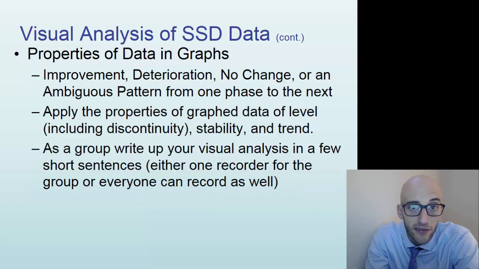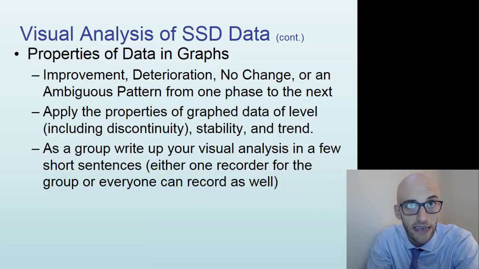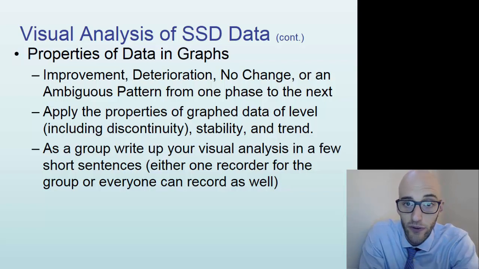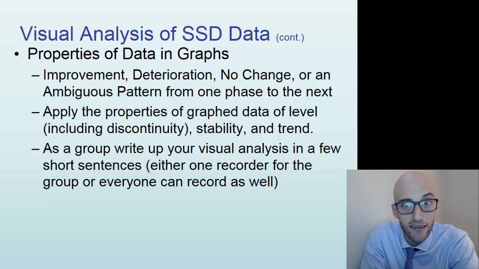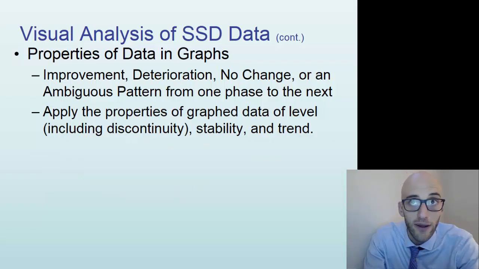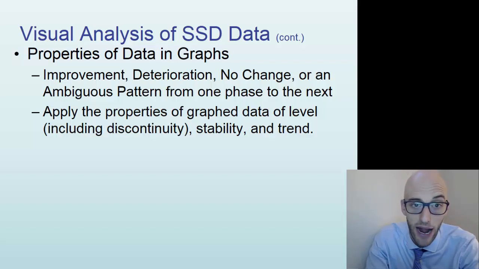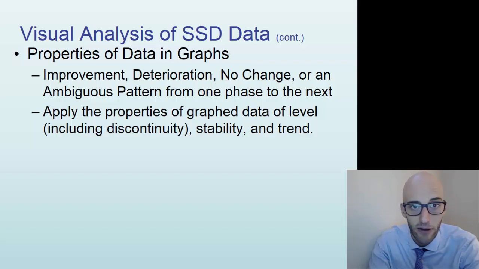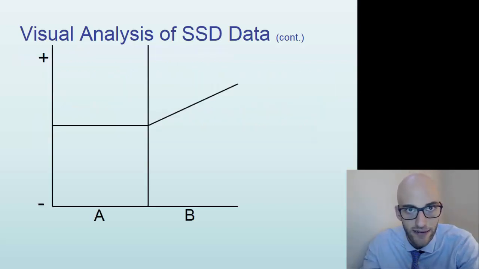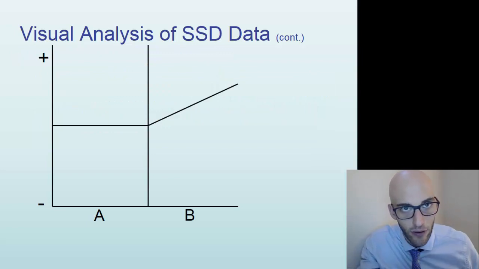And a fourth property is whether there's improvement, deterioration, no change, or ambiguous pattern from one phase to the next. And I'm hoping to look at some examples here where we can apply these properties to real graph data and discuss discontinuity, stability, and even trends that we may notice. And you can see the write-ups of more of these in the notes from the PowerPoint handouts that I'm going to upload to the website.